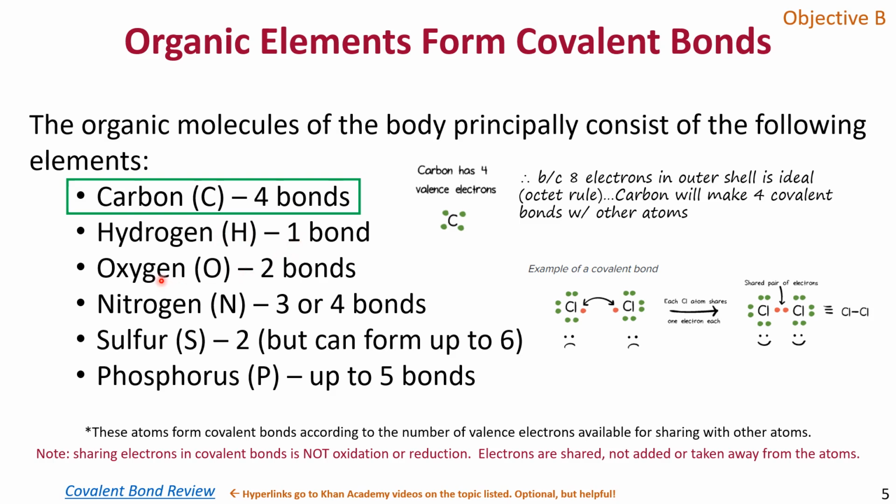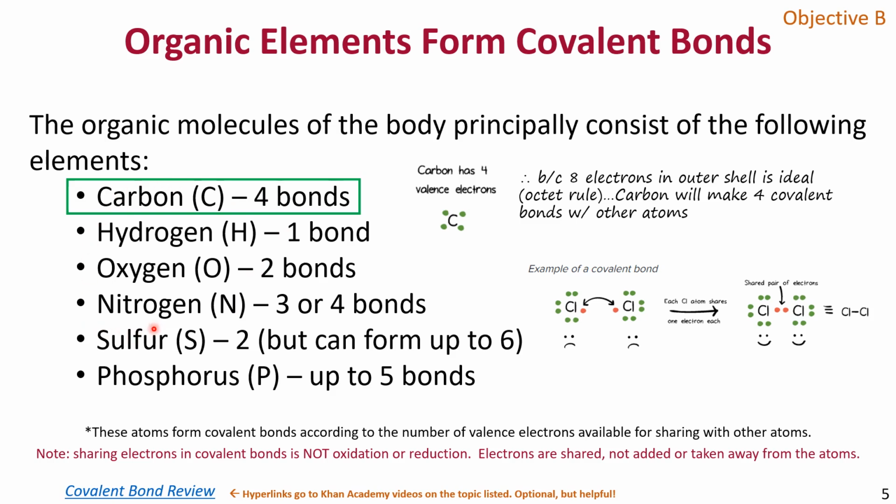Oxygen is in group 6. And so it has 6 valence electrons. So it wants to form 2 covalent bonds to get 2 shared electrons. Nitrogen wants 3, but it can also do 4. That's a special property we'll see in a little bit. Sulfur is very similar to oxygen and phosphorus. So when we think about this, 4 bonds, 1 bond, 2 bonds, 3 bonds, it's what you very commonly see. It's what you very well know.